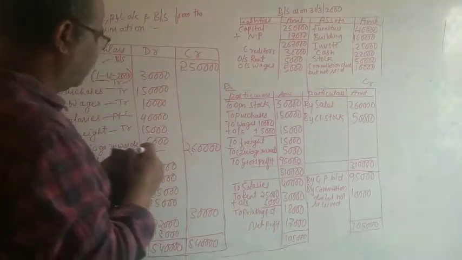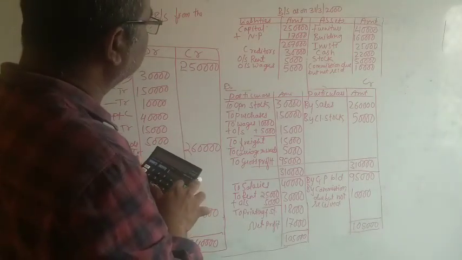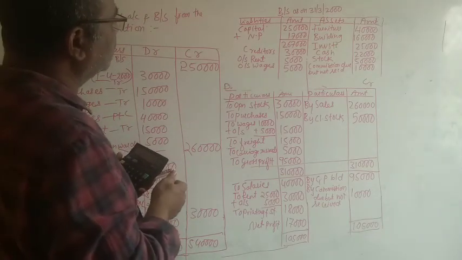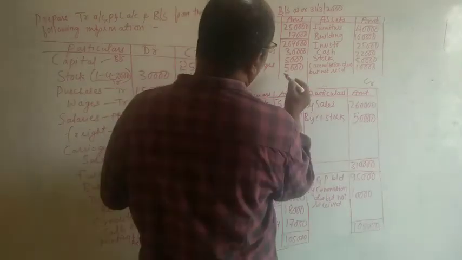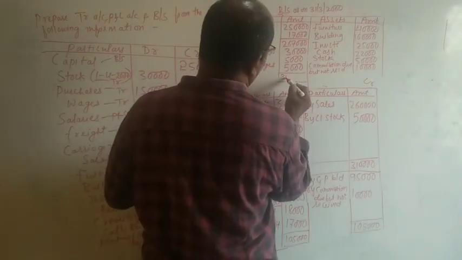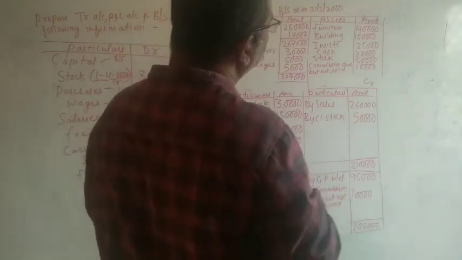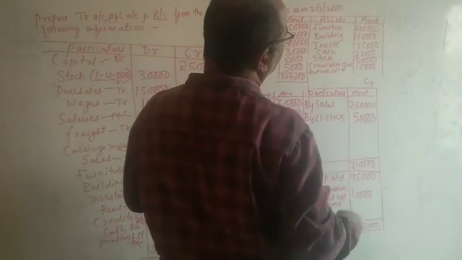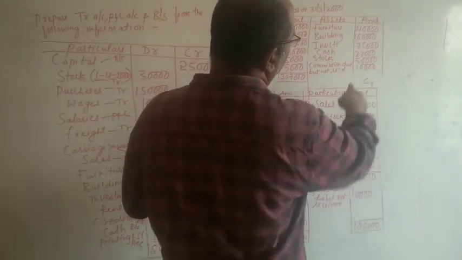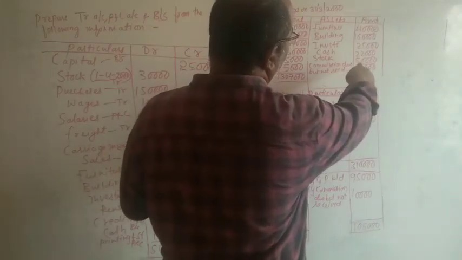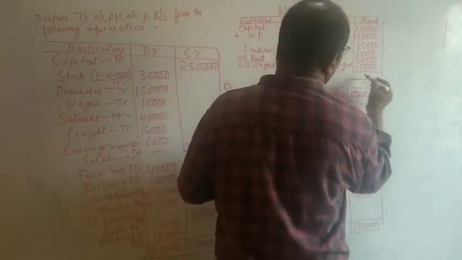So now let us see whether it is tallying or not. 2,67,000 plus 30,000 is 2,97,000, plus 10,000 is 3,07,000, the total of the liability side. On the asset side, 40 plus 160 is 200, plus 25 is 225, plus 22 is 247, plus 50 is 297, plus 10,000, that is 3,07,000.